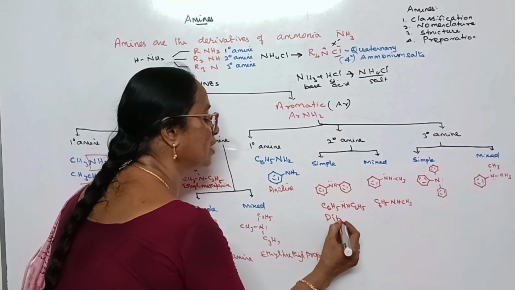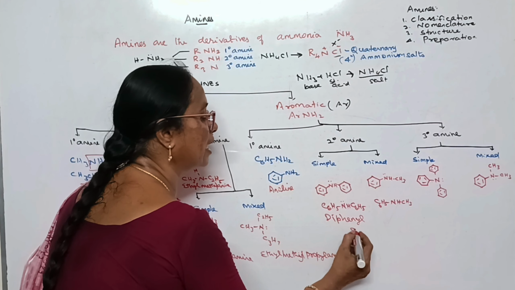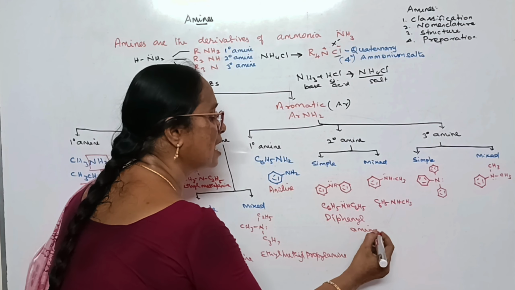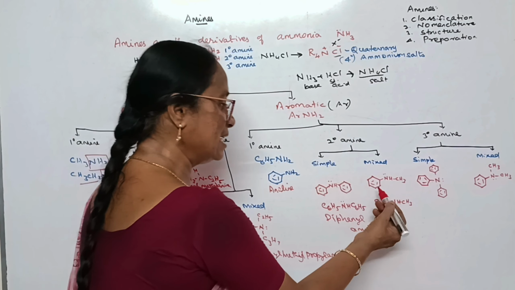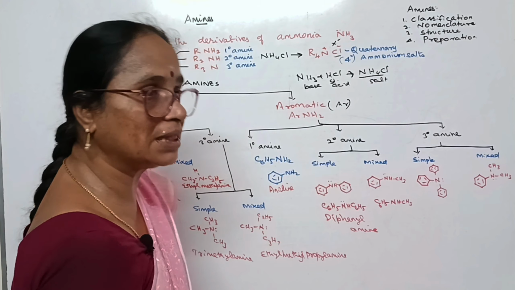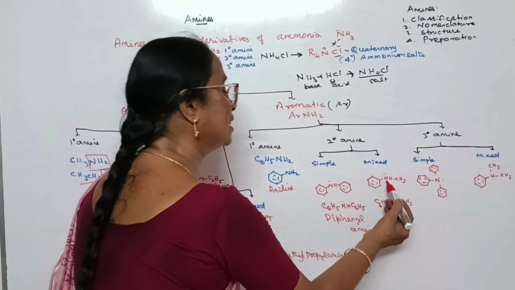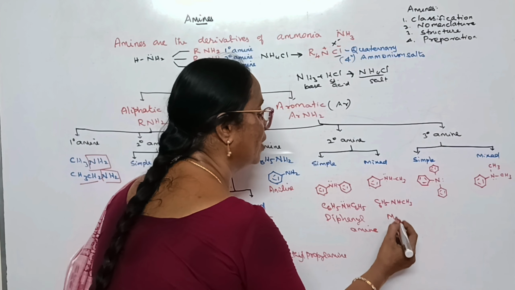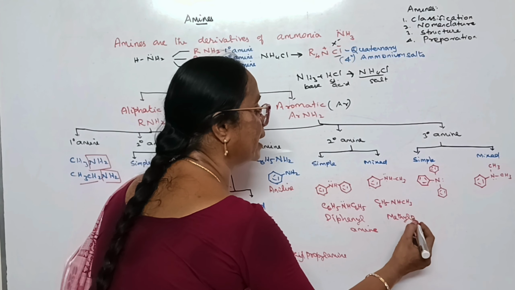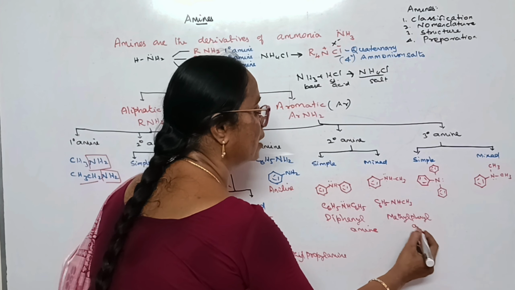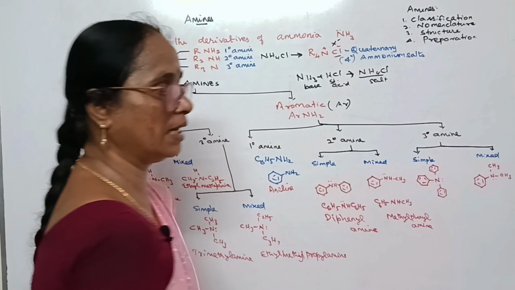So the name of the compound is diphenylamine. And in the case of mixed, one is phenyl, the other one is methyl. So we have to say methyl phenyl amine. We have to take the name according to their alphabetic order only. So we are getting methyl phenyl amine.